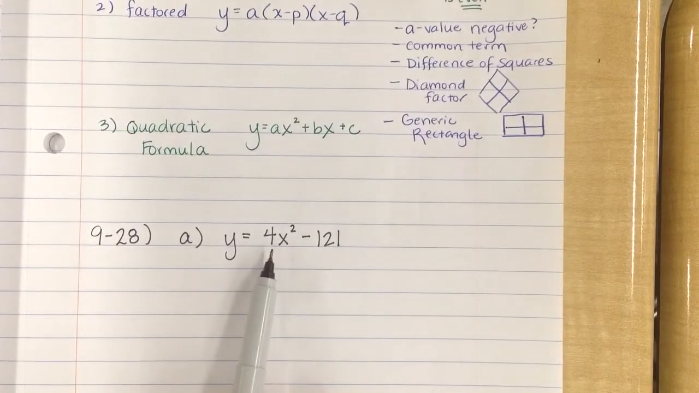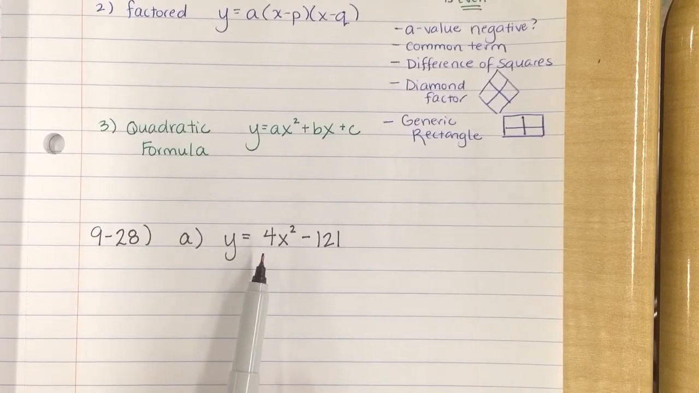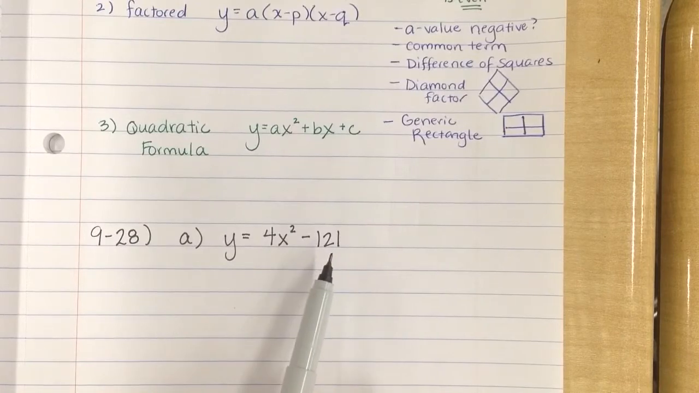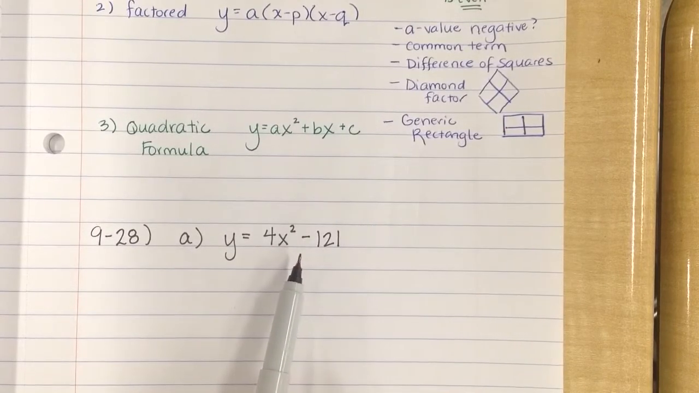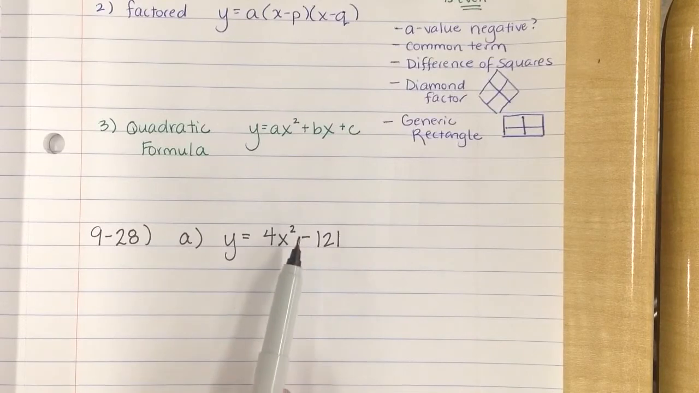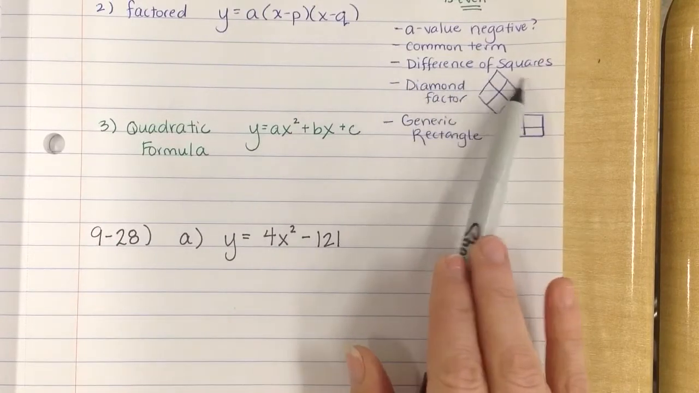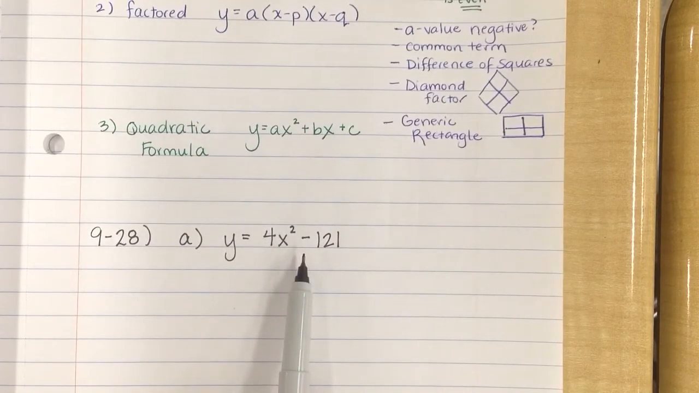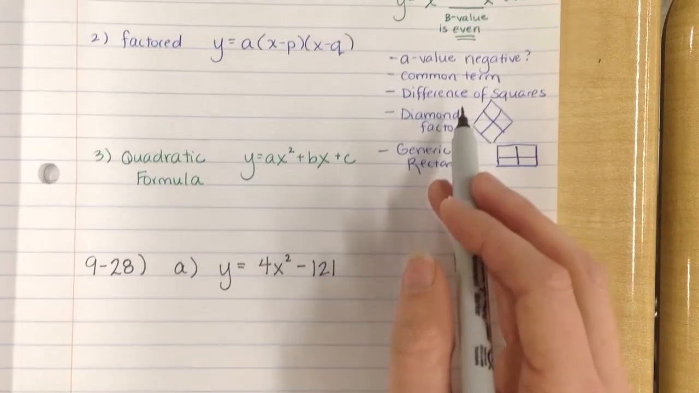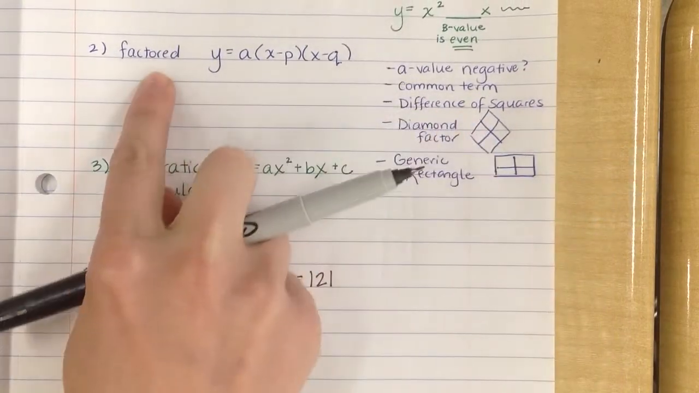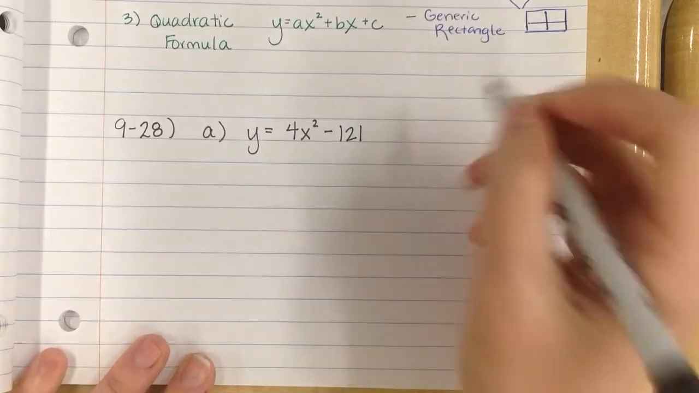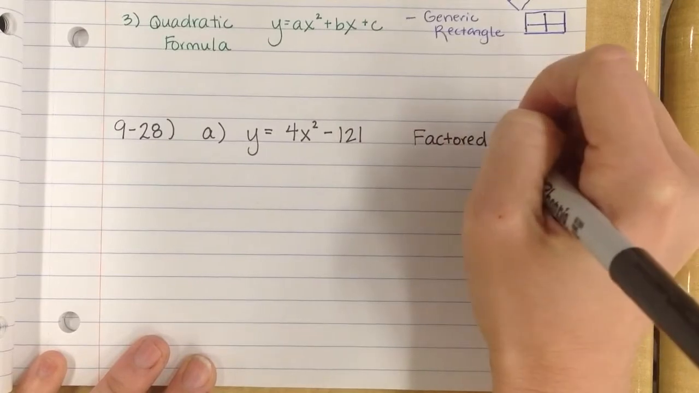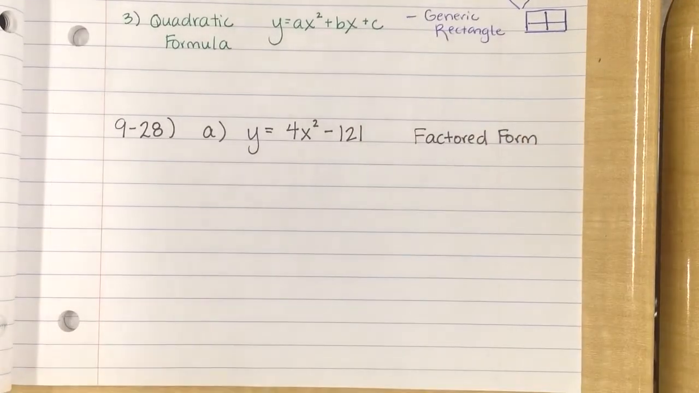We look at the 4x squared and we tell ourselves, well, 4 is a perfect square. Then we look at our c value, which is 121, and it is also a perfect square. They're separated by a negative sign, which is why it's called difference of squares. Therefore, difference of squares falls into the factored category, which is why we'll be using the factored form to solve and simplify this quadratic equation.